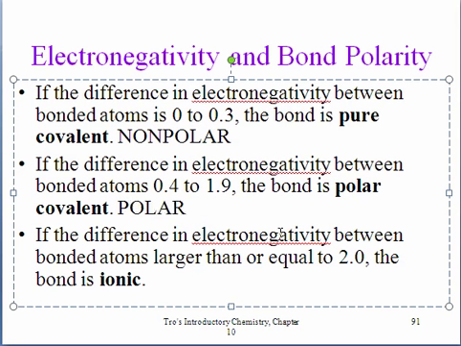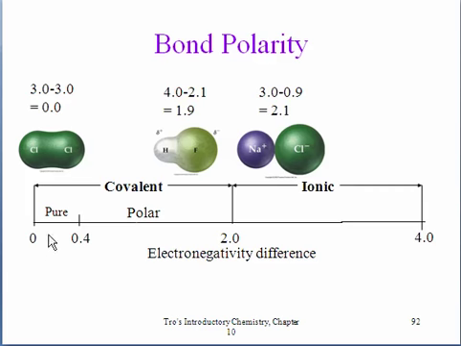And then if the difference in electronegativity is greater than 2, then we consider it to be ionic. There's really not a lot of sharing going on. The non-metal is going to have the negative charge, and the metal is going to have the positive charge. So here are some examples.